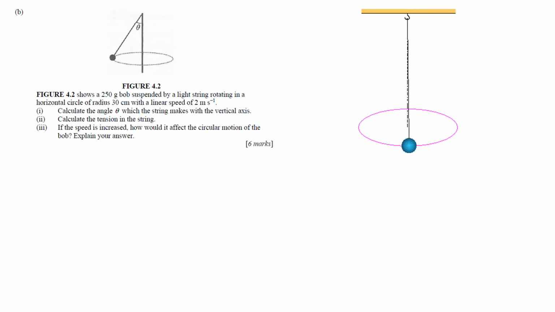Moving on to question number B. Figure 4.2 shows a 250 gram bob suspended by a light string, rotating in a horizontal circle of radius 30 cm with a linear speed of 2 m/s. They give you the mass, the radius R, and the speed V. Calculate the angle which the string makes with the vertical axis. When we look at this diagram, what shape is this? It is a conical pendulum.